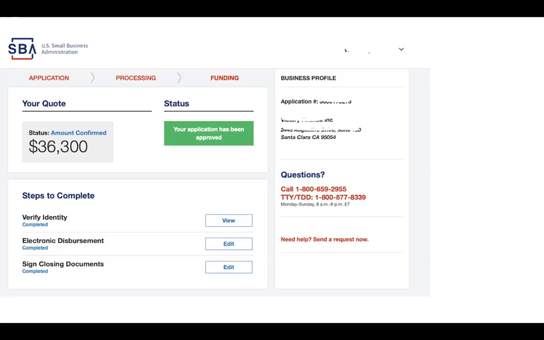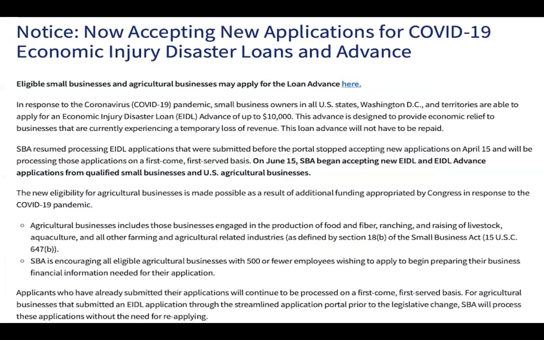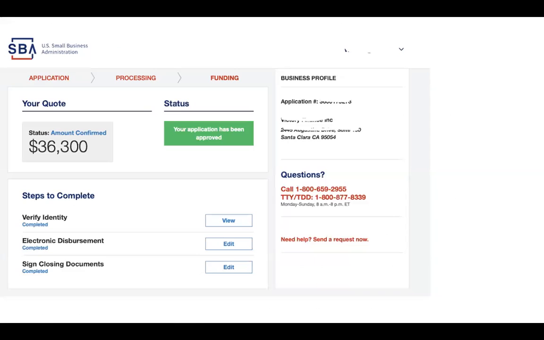But say you do want to have money. I heard people say that over $25,000 there's a $100 charge, or if there's a $100 charge. But definitely for this one, $36,300, there is a $100 charge on top of it. So what you will get is $36,200, even though your loan amount is $36,300.